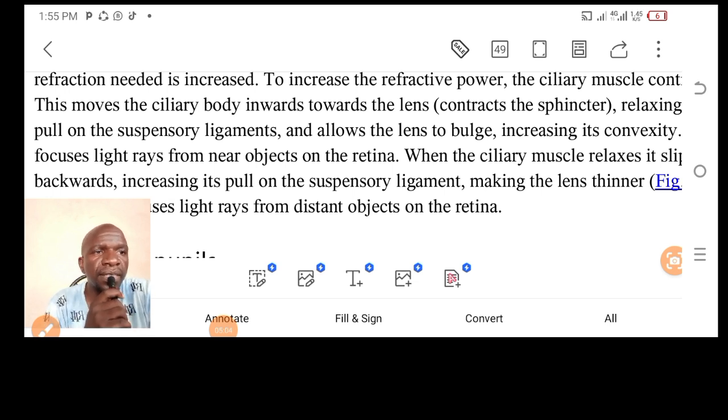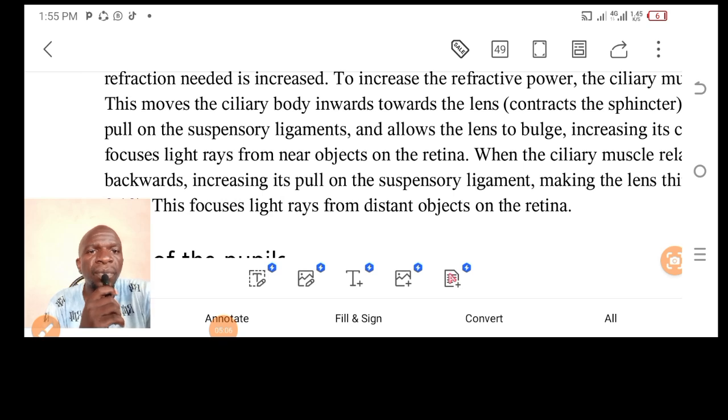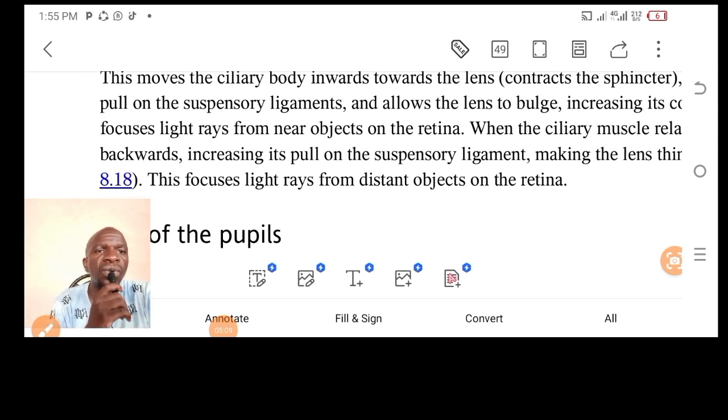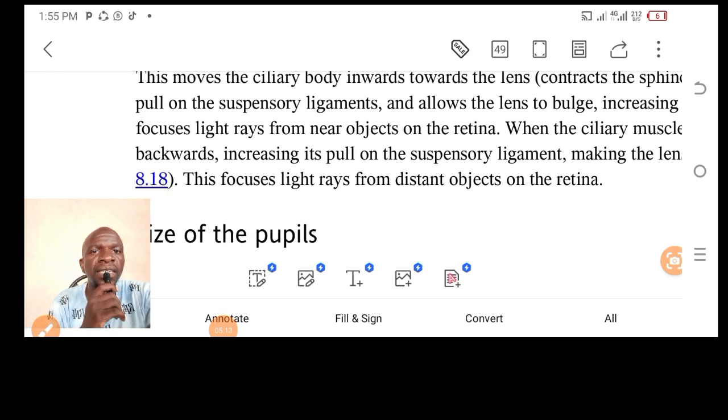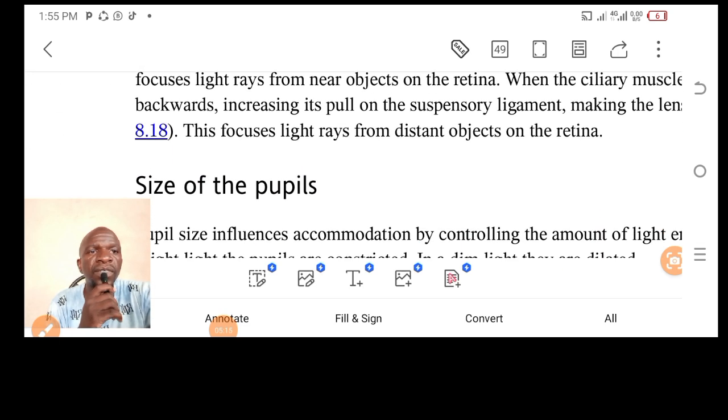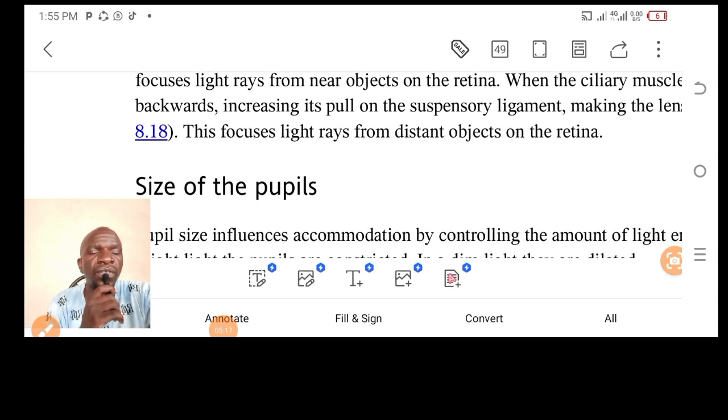When the ciliary muscle relaxes, it slips backwards, increasing its pull on the suspensory ligament, making the lens thinner. This focuses light rays from distant objects on the retina.